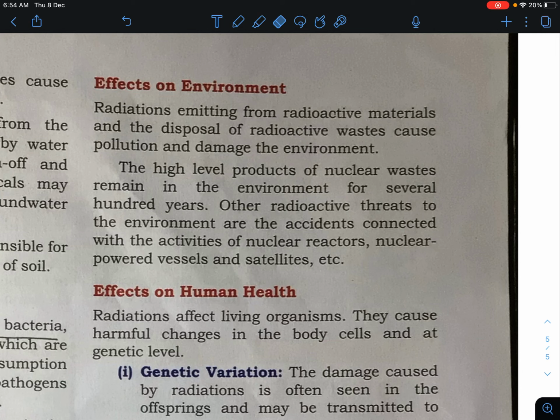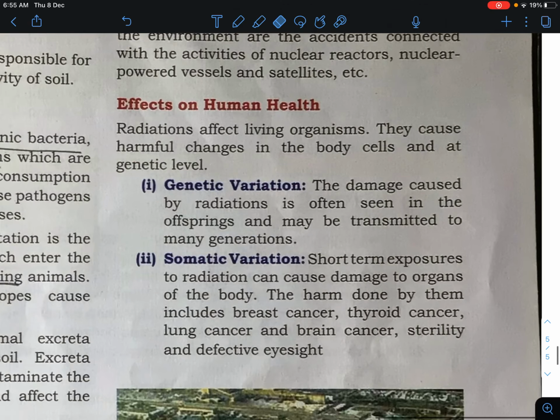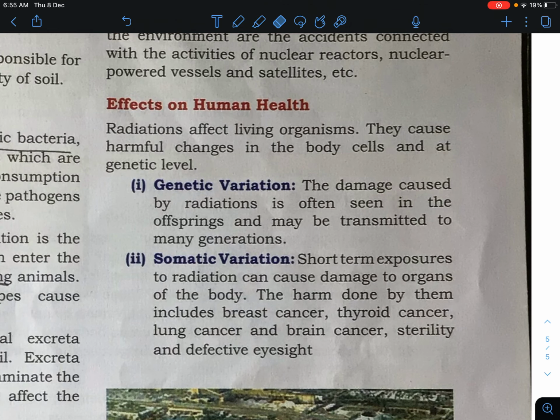So the waste product of the radioactive material is going to be present in the environment for 100 years or so. Other radioactive threats to the environment are accidents connected with the activities of nuclear reactors, nuclear vessels, and satellites also. What are the effects on human health?